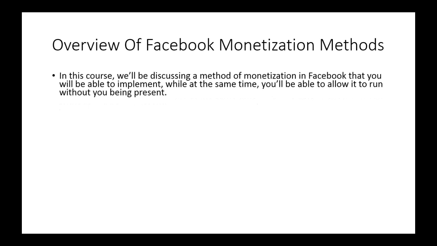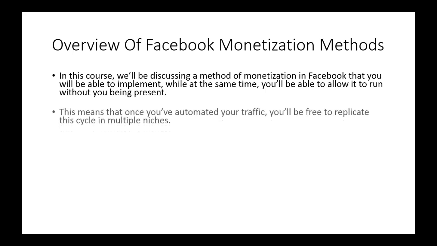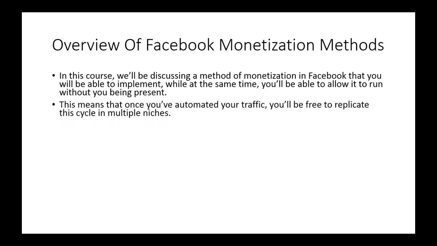In this course and in this video, we're going to be giving a brief overview of what we're going to be talking about. In this course, we'll be discussing a method of Facebook monetization that you'll be able to implement while at the same time allowing it to run without you being present. In other words, what you're really trying to do is set up an income stream that will eventually run without you. This means that once you've automated your traffic, you'll be free to replicate this cycle in multiple niches. What we'll be primarily talking about in this course is executing a content membership inside of Facebook.